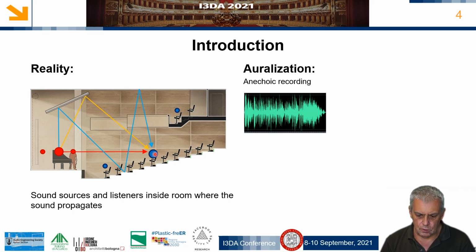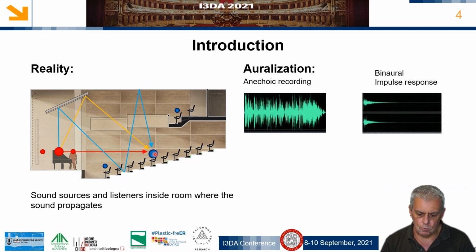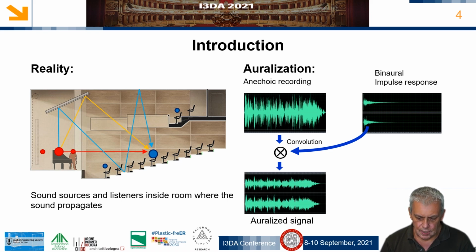So this anechoic recording of voice or music is convolved, for example, with a binaural impulse response if a binaural microphone was employed during the measurement or the computer simulation. The anechoic signal is convolved with the binaural impulse response. The result is the auralized signal, which is a stereo binaural signal ready to go on headphones for listening. And this is the traditional binaural rendering of an acoustical space.